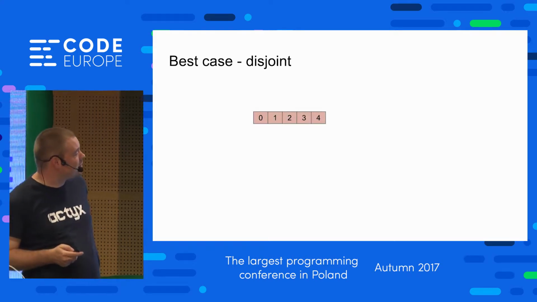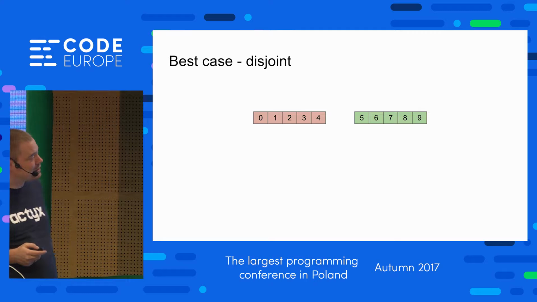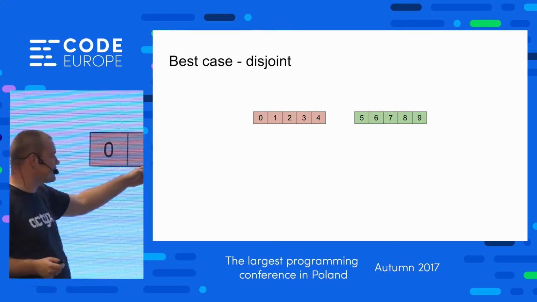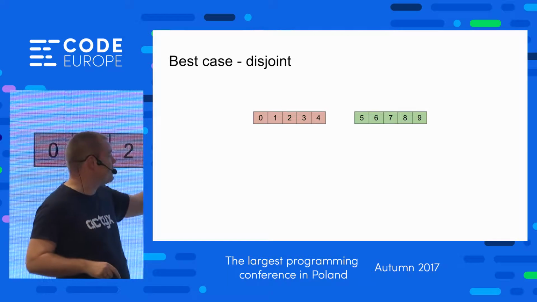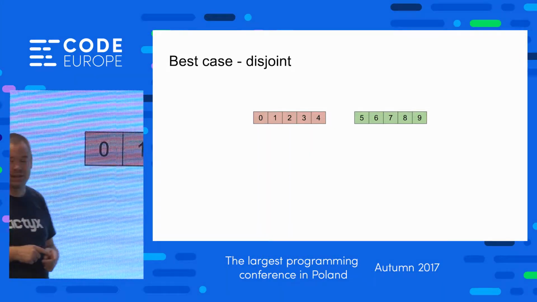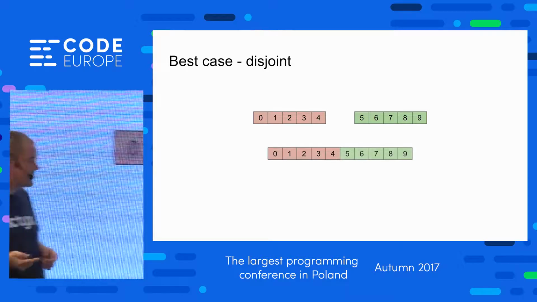Okay, so let's take a look at what you would do. These are two arrays which you want to merge, and in this case, you can see they are disjoint, meaning that if you are lucky and figure out that you have to compare this and this, you can merge these two with a single comparison and do this, basically.